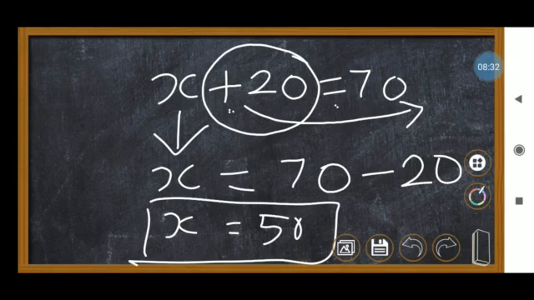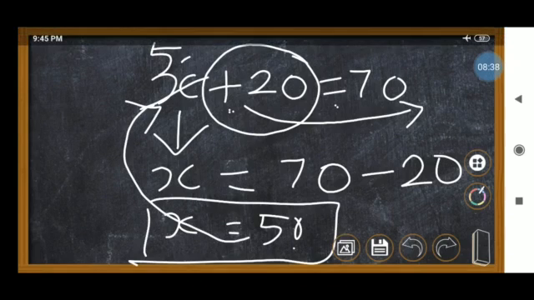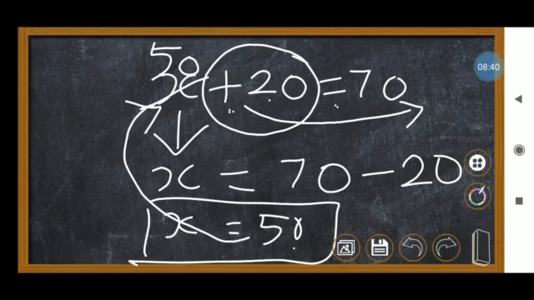So x equals 50. Now take this x value and substitute it directly instead of x. Instead of x I substitute 50. So 50 plus 20 is 70. So 70 equal to 70. That means x equal to 50 is the correct value. We will solve some problems, then you will understand better.